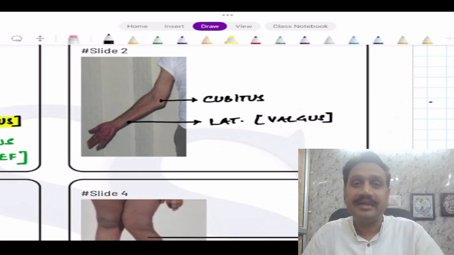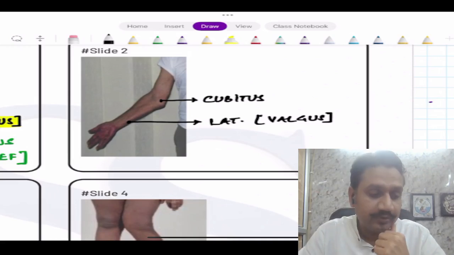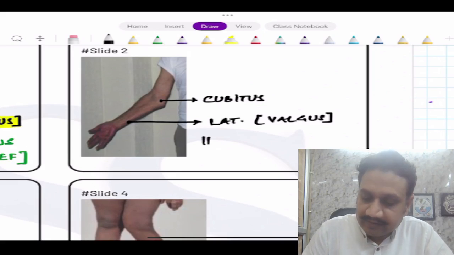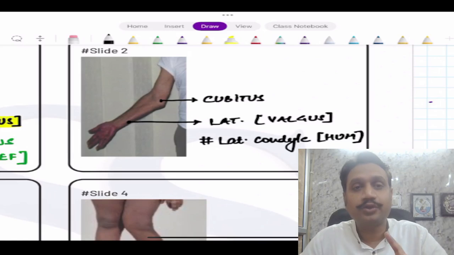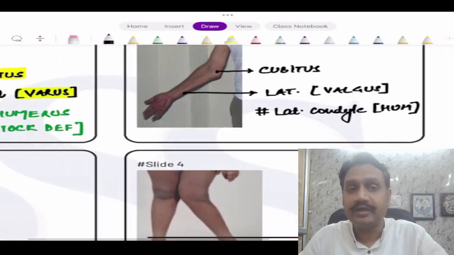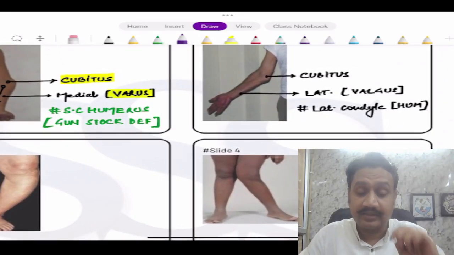And where do we see this valgus? This valgus is seen when there is a fracture of the lateral condyle of the humerus bone. But you should remember that the lateral condyle has one very typical complication related to it. What is the most common complication of these two fractures? Please remember that as well. That is another MCQ.